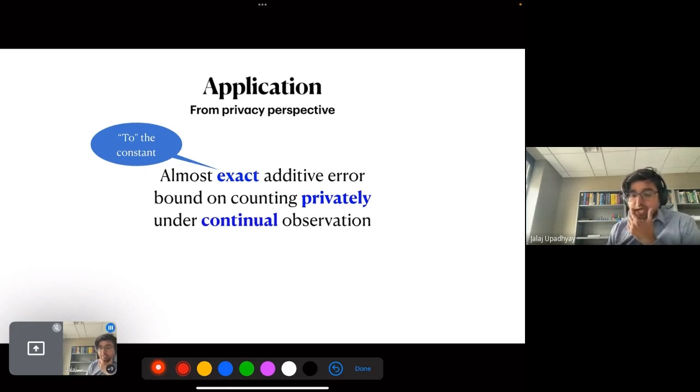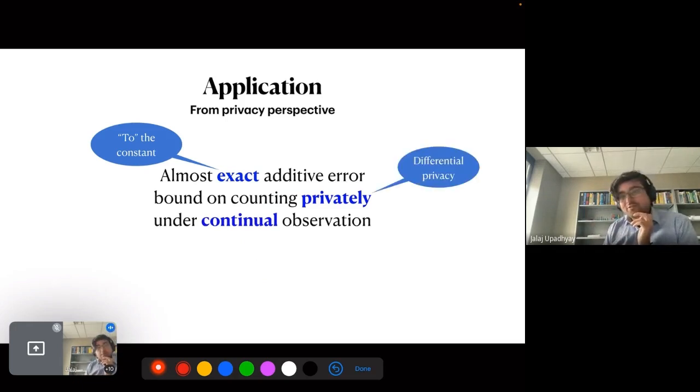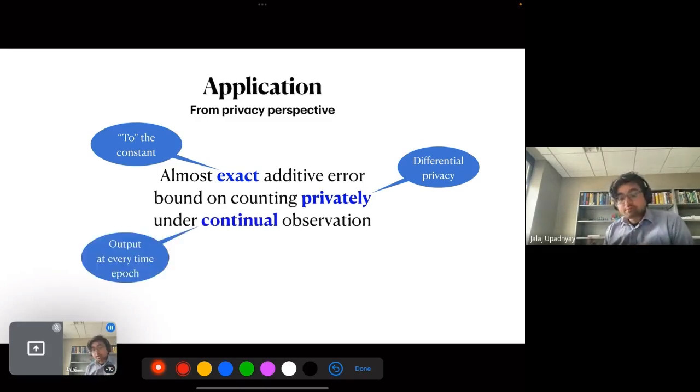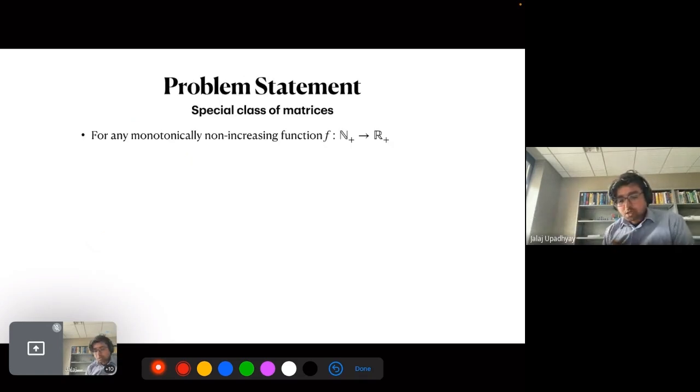What I mean by exact is that I would be precise with respect to constants as well. So I'll try to get an almost non-asymptotic tight bound over all dimensions that we'll cover. Privacy, of course, differential privacy would be the one we'll care about. And what I mean by continual observation is that we will be outputting at every time epoch. So we'll get some data and we'll output some function at every time epoch.